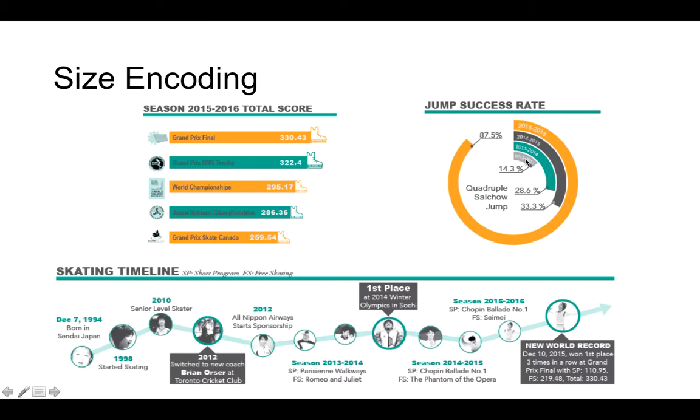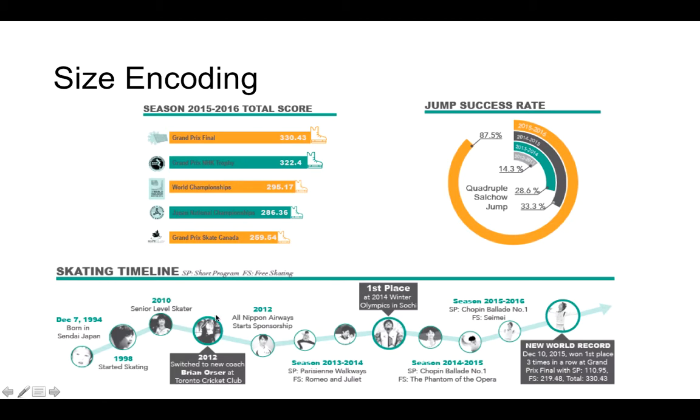The longer the bar means the higher the score. In this one, I use different arcs to show the improvement in success rate. The longer the arc means a higher success rate. So for these two displays, without seeing the actual numbers, viewers are able to identify the difference between the data.